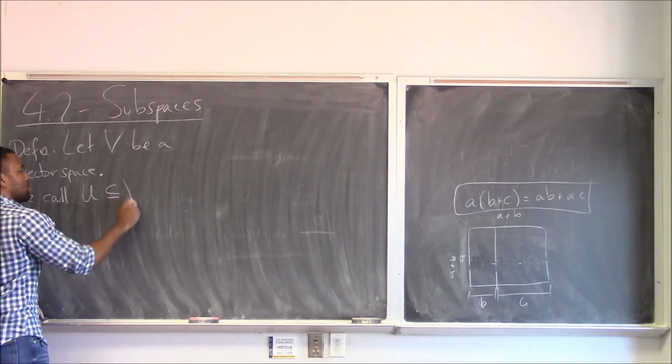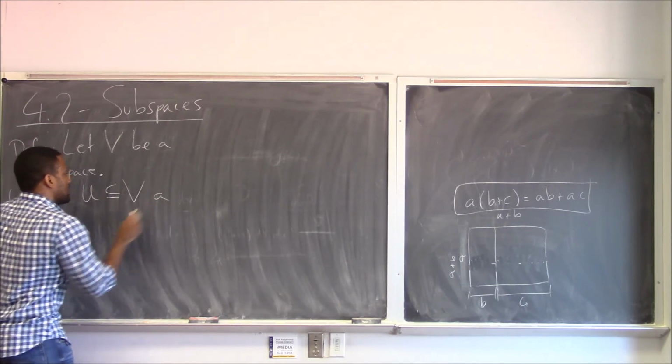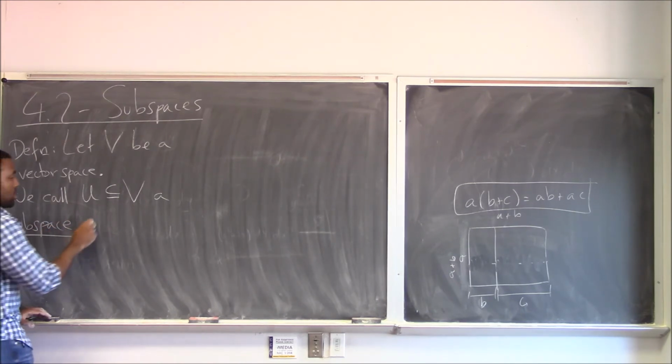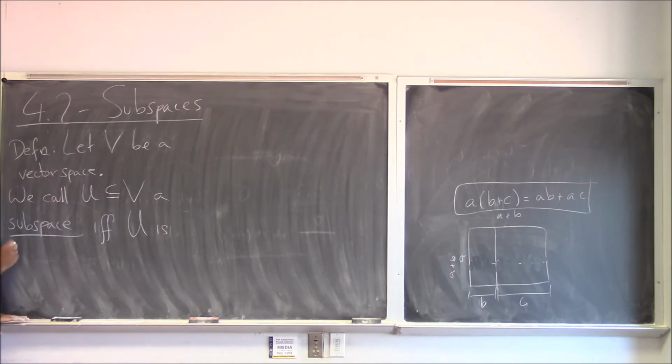Let's look at a subset of V. We call U, which is a subset of V, a subspace. So I'm defining the word subspace, if and only if U is itself a vector space.